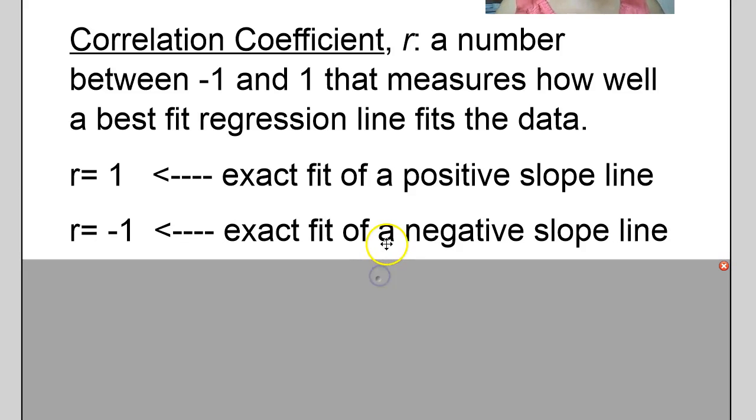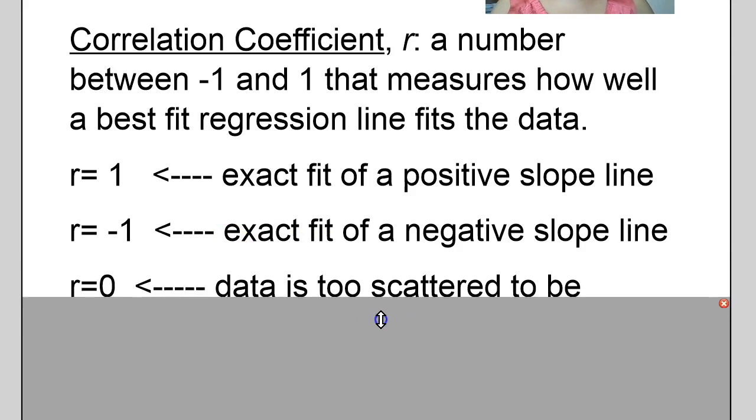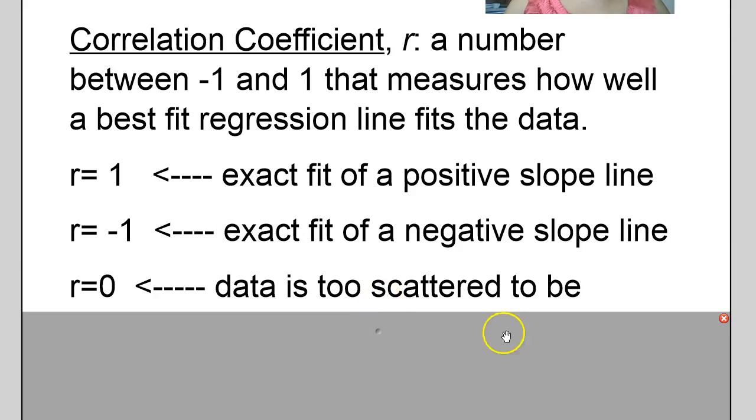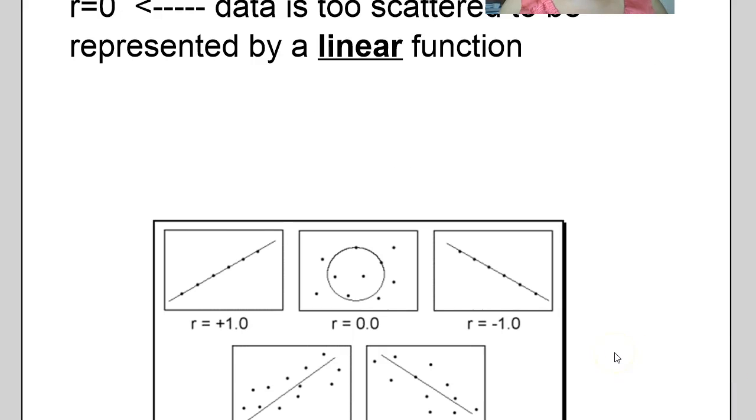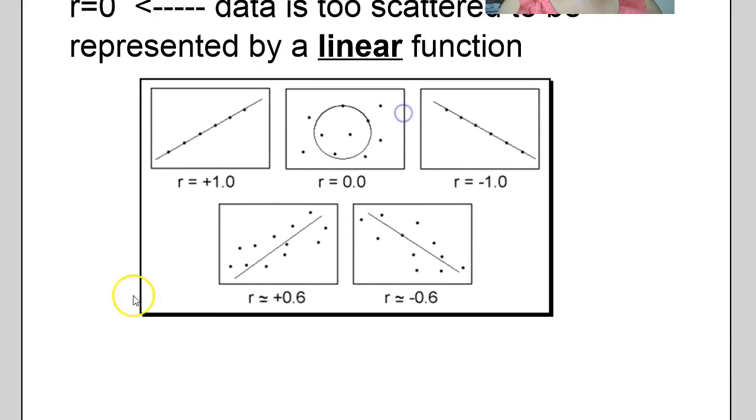And if the correlation coefficient is -1, it means that the fit line is an exact fit of a negative slope line. If the correlation coefficient is 0, then the data is too scattered to be any type of linear function relationship. Okay, and I have an example graph to represent that. So here is 1, that's exactly 1. Here is 0, here is -1. Now here is a moderate correlation, and as we can see, the correlation coefficient is not exactly 1, but since it's increasing, we say it's around 0.6.